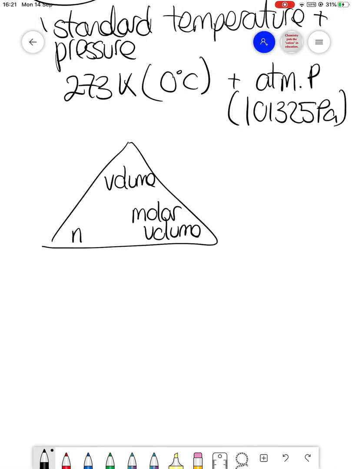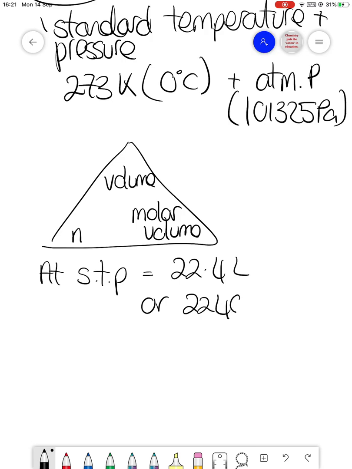Now, you are going to be required to know that at s.t.p, molar volume can be written as 22.4 litres, or it can be written as 22,400 centimetres cubed. And obviously the one you use is question dependent. You'll get the units from your question. But you have to make sure that you are using the right molar volume for the question, otherwise you're not getting the marks.